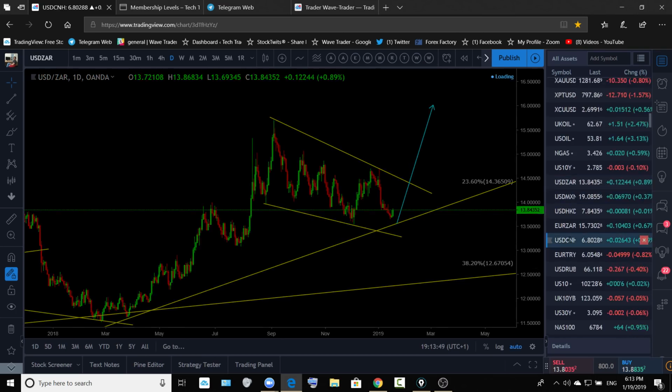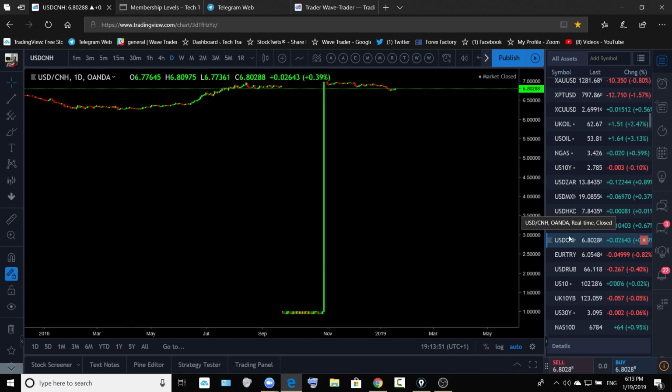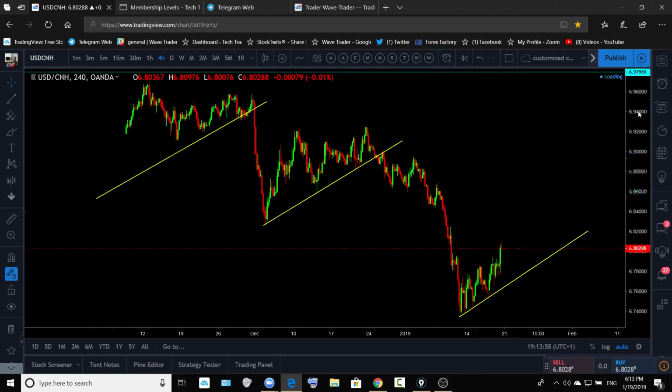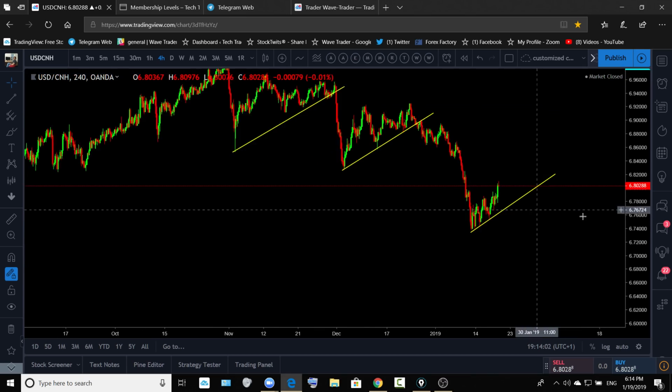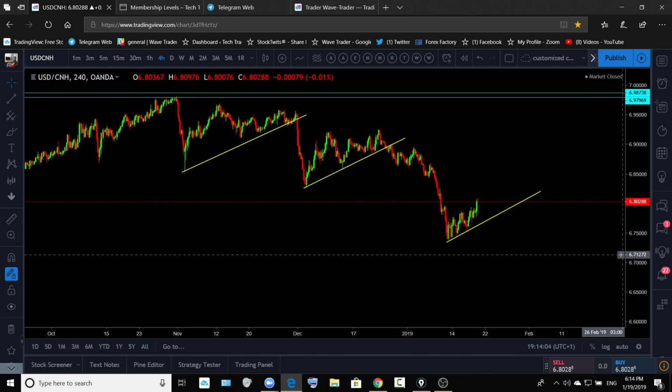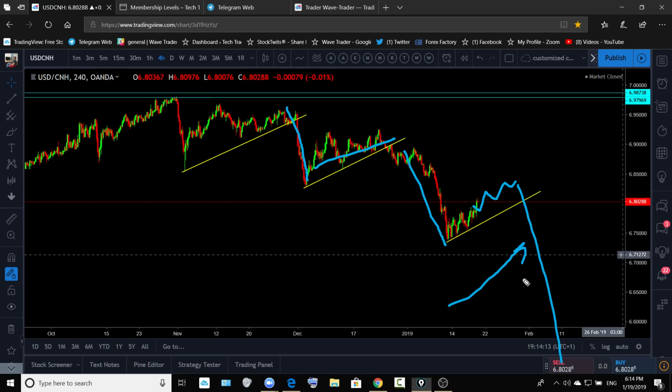Okay, and here you got the dollar Chinese yuan. Okay, this correction to break down and give you a longer term drop on it. All right, this correction like that, this is your trade. All right, that's your trade, and look for that. Yeah, this move can be aggressive for downside.